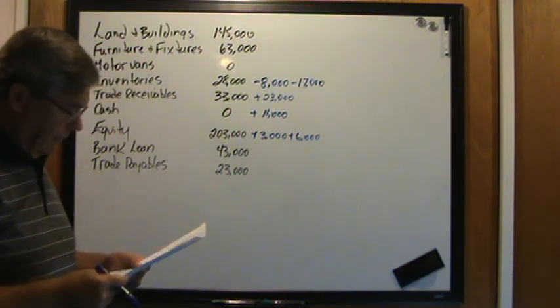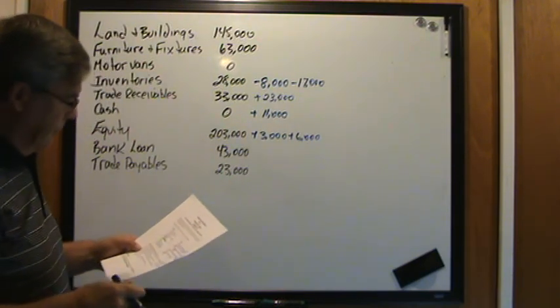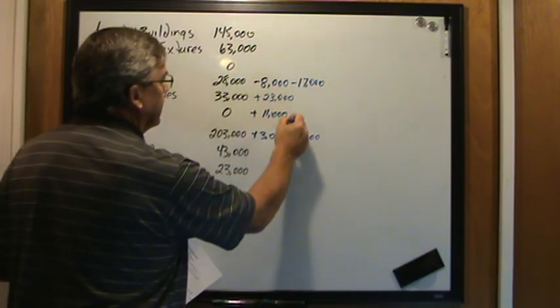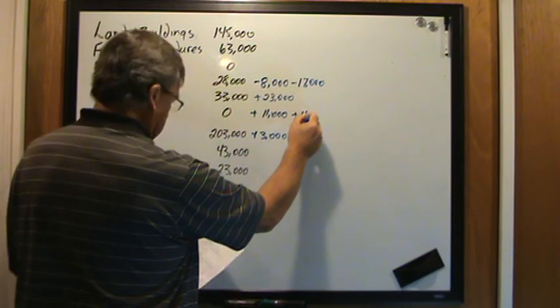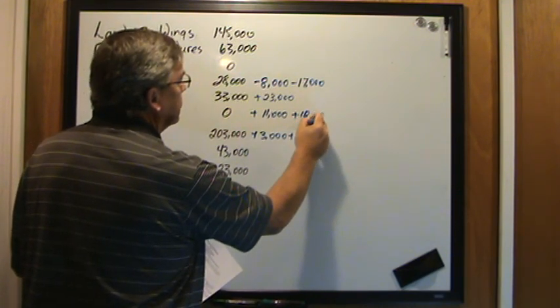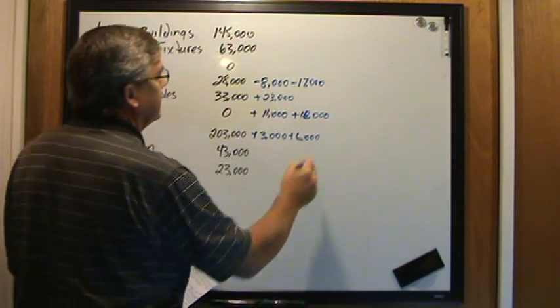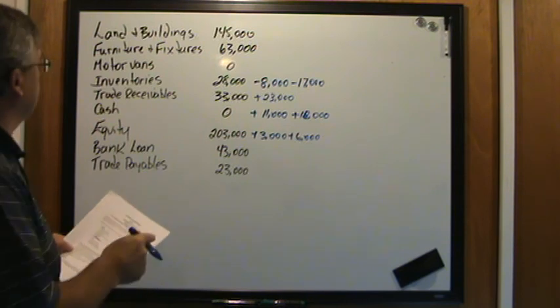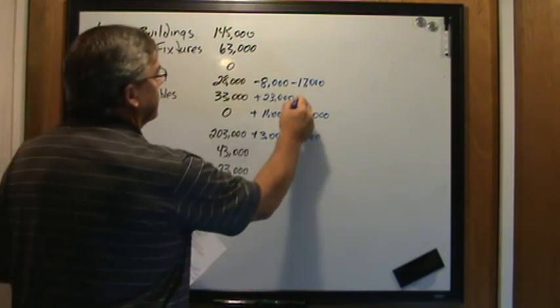We received cash from trade receivables totaling $18,000. So cash now goes up $18,000, pardon me, it's too early. 18,000 cash, and trade receivables will go down by 18,000.